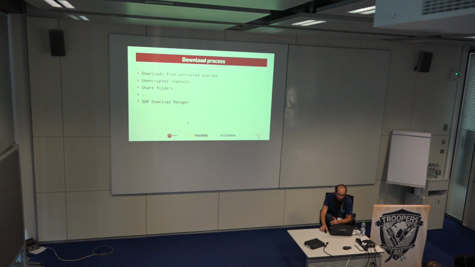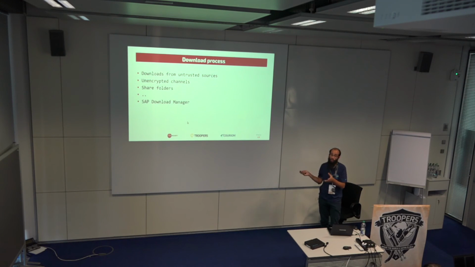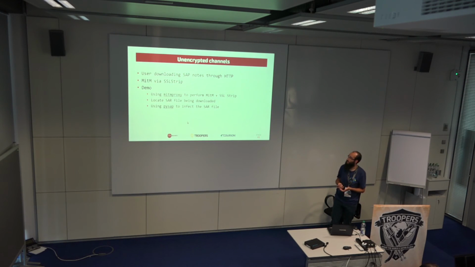The following that I want to show is another example where we try to abuse the download process. Let's say that customers download files from untrusted sources, or they use unencrypted channels like HTTP, in the same way that we saw earlier today, or they put their archive files inside a share folder that is not well protected, or they use the download manager, which has some issues as we saw.